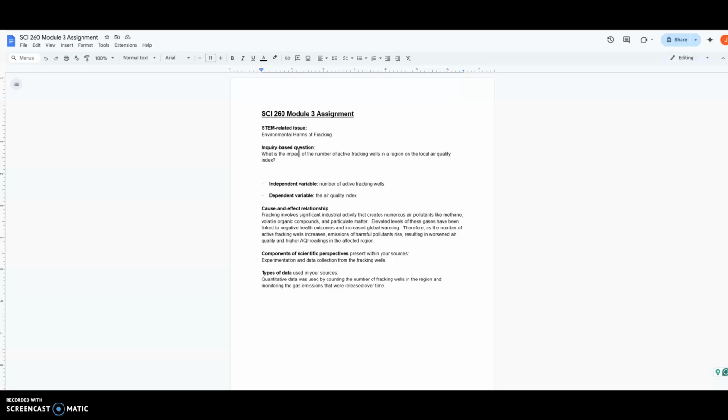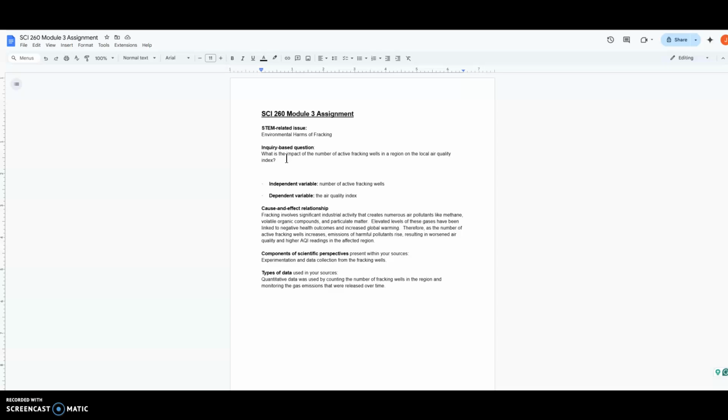You don't want it to be a question that can be answered with a yes or no. Some people do a hypothesis, like an if-then statement. So my question was, what is the impact of the number of active fracking wells in a region on the local air quality index? So that's testable, right? Because you can go out and you can monitor the active wells and you can get gas emissions from them. Like you can have a tool to help you with that.